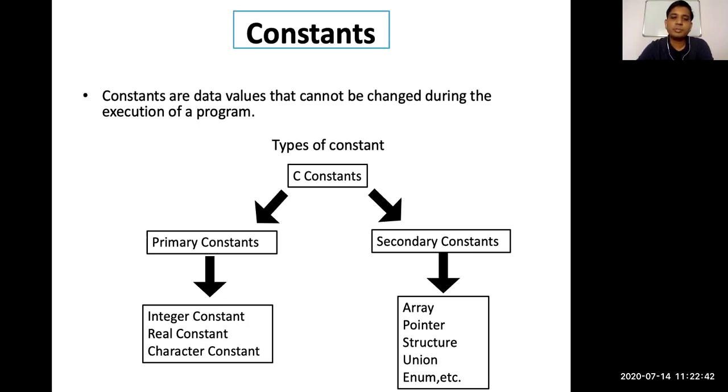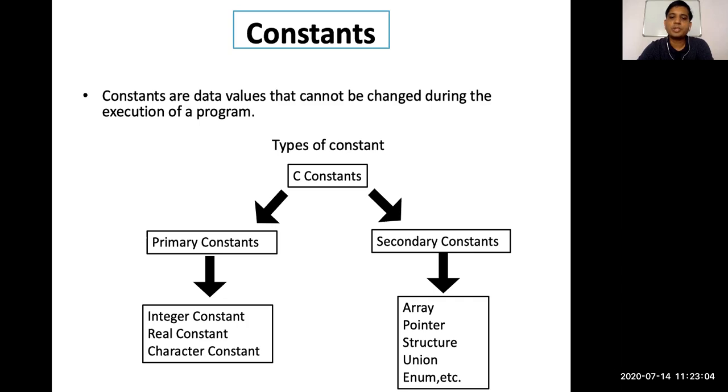The primary constant means that we can directly store it into the basic data types, just like integer, character, float, and double. So these are the four basic data types in C language, and if you are able to store our constant in these data types, then that is known as a primary constant.